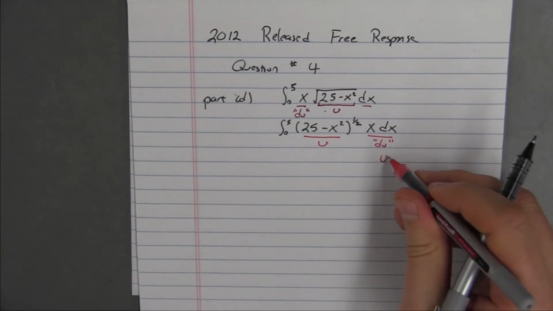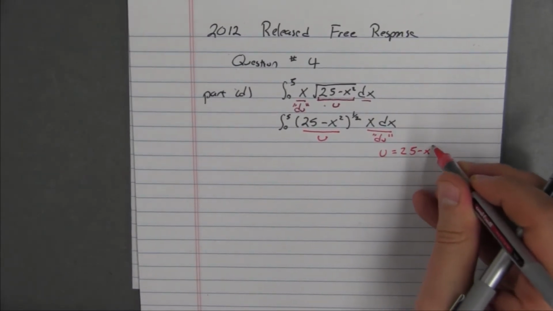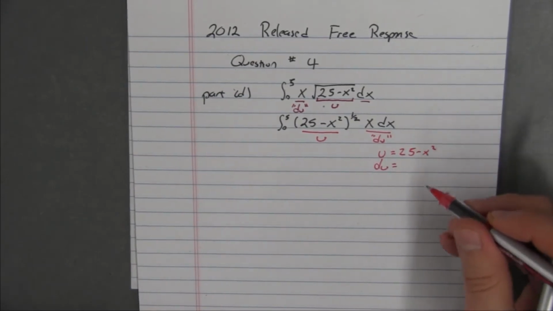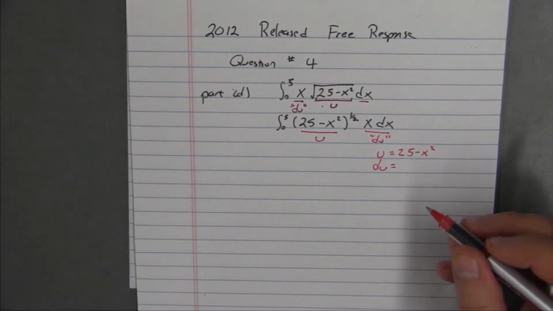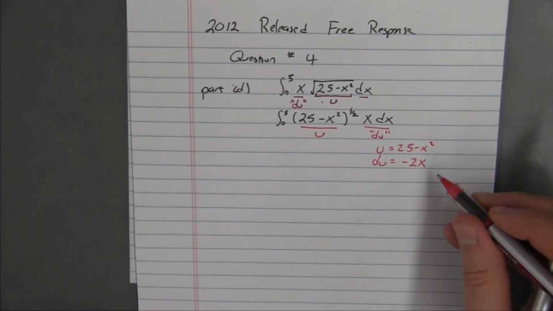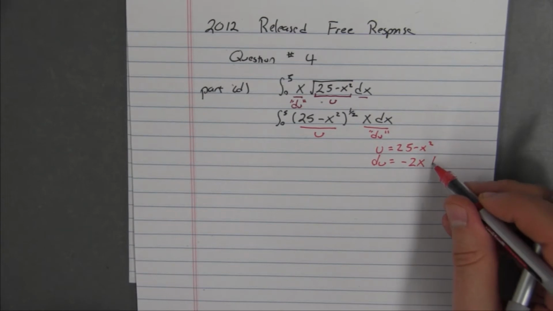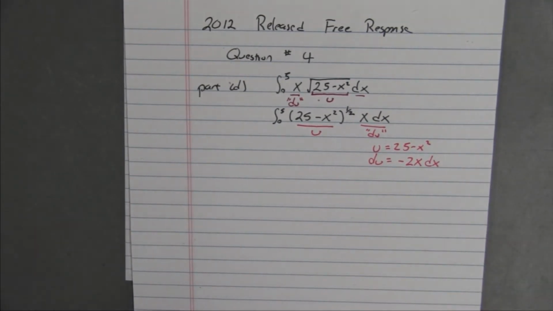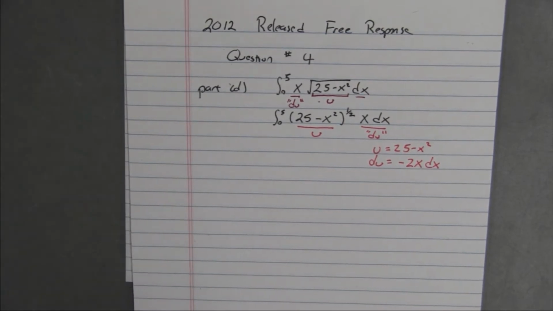So we'll start by saying u is 25 minus x squared. And to find the du, what we need to do is do the derivative of 25 minus x squared. So the derivative of 25 minus x squared, of course, is negative 2x. And it's critically important that we put the dx on there. So if we lose that dx, it's going to make it difficult for us to match up the substitution.